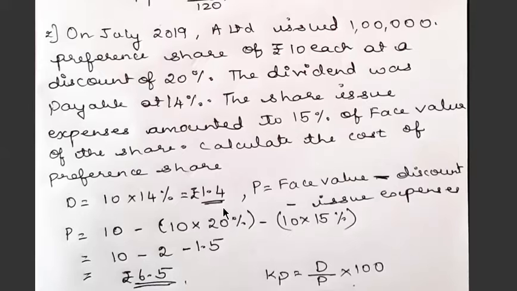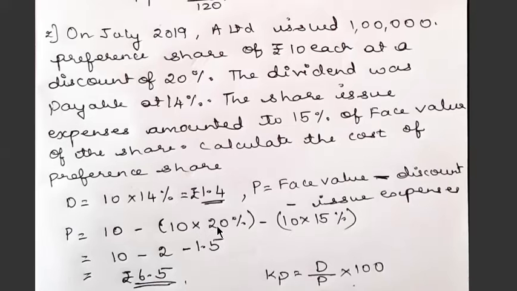Now P refers to issue price. So P, how is it issued? It is at a discount. It is given there. So P is equal to face value minus discount, minus what you have to deduct. You have to deduct issue expenses. Issue expenses, if it is given in the problem, you have to deduct the issue expenses. Now it is calculated on what value? 15% of face value. Okay, so see the calculation here, face value 10 minus discount is 20%.